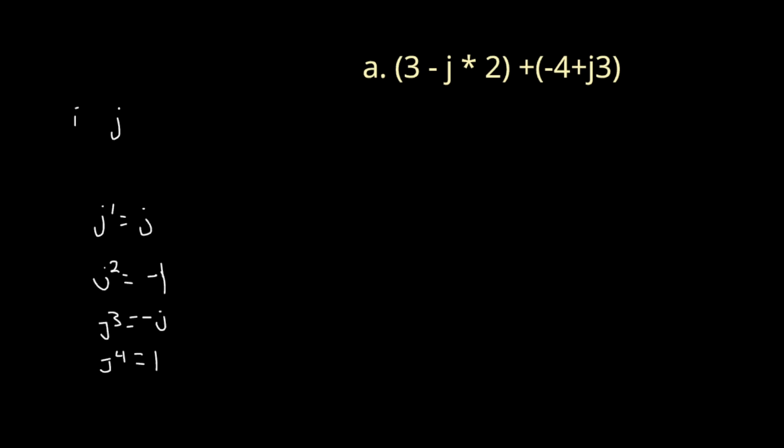Alright, so you want to combine and simplify with complex numbers. What we're going to have to know before we start is that i and j are going to be the placeholders for imaginary numbers. In this case, we're just going to use j. And then we also need to know that j to the power of 1 is equal to j, j to the power of 2 is equal to -1, j to the power of 3 is equal to -j, and j to the power of 4 is equal to 1.